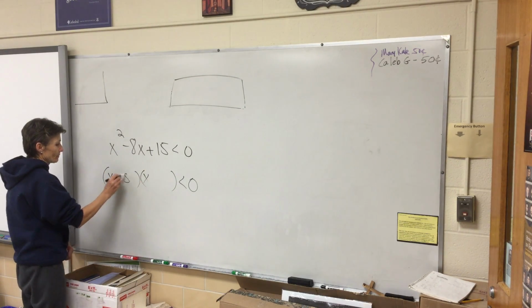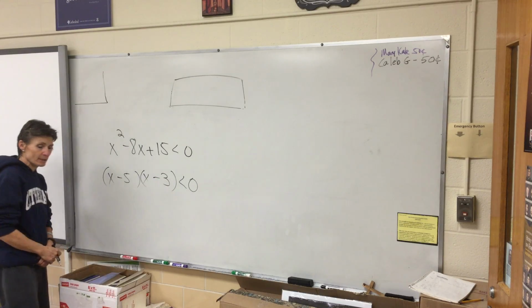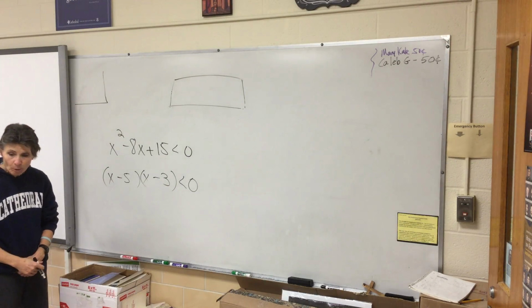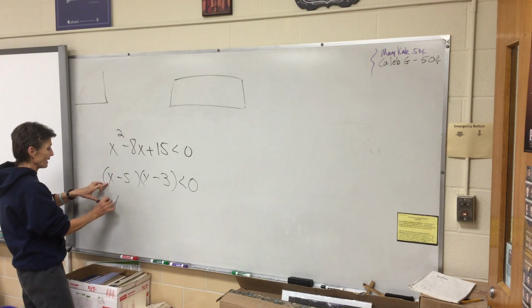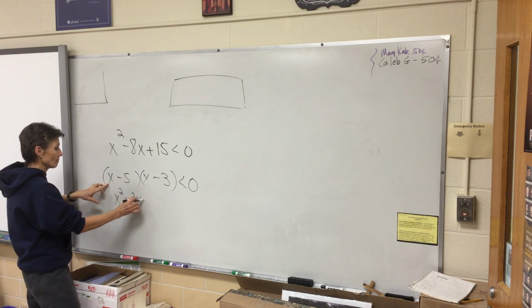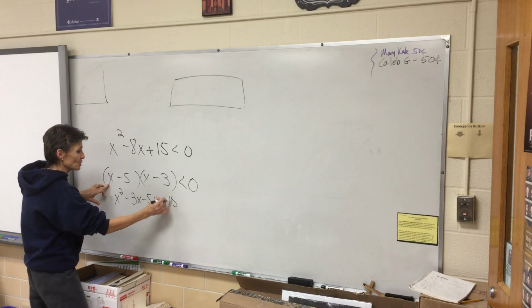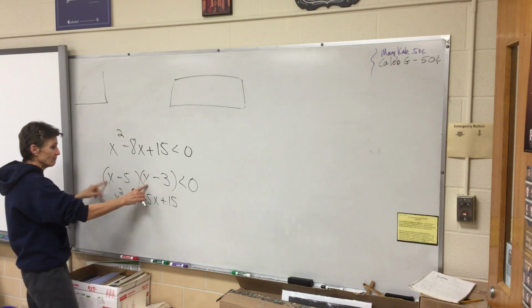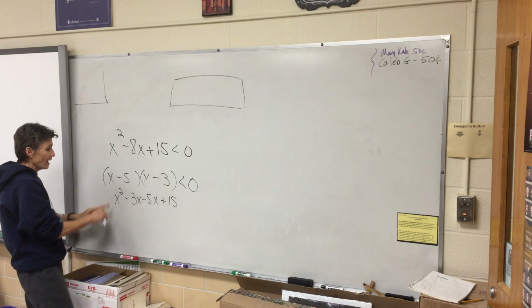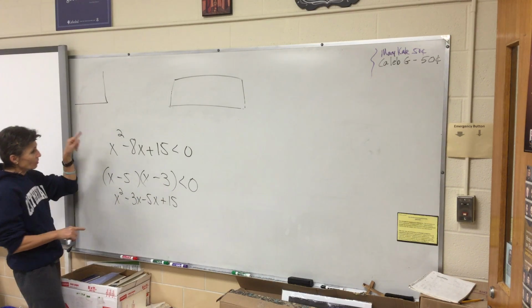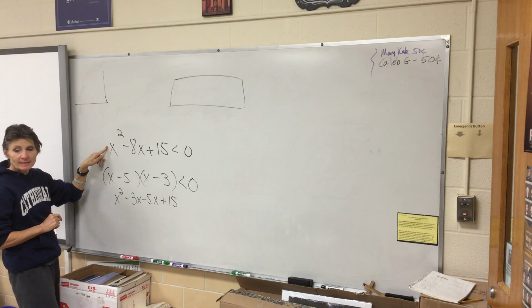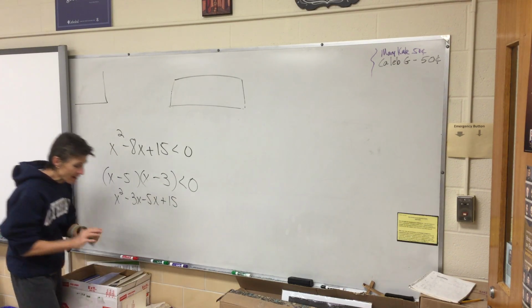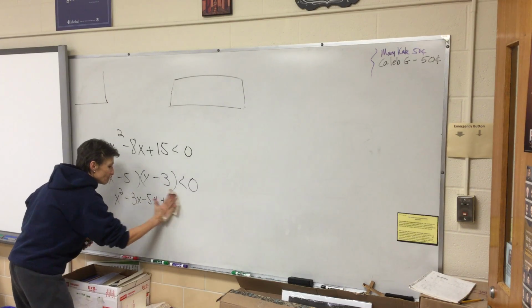-5 and -3. I think that's perfect, but I'm going to double check. So I'm going to FOIL it out. And I'm going to make sure that when I did first, outside, inside, last, I end up with my problem. Does this equal my problem? Yes. So that means I have factored correctly.